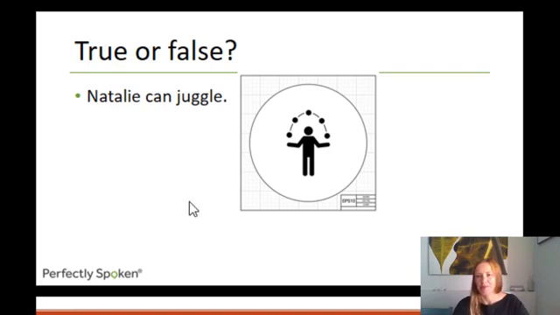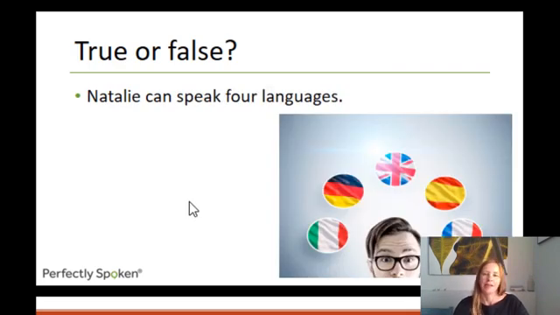Okay, so next one. Natalie can speak 4 languages. Well, I can speak English, obviously, I'm English. I can speak Catalan and I can speak Spanish, but that's it. So Natalie can speak 4 languages? No, I'm sorry, but that's not true. I can speak 3 languages. Okay, and you?